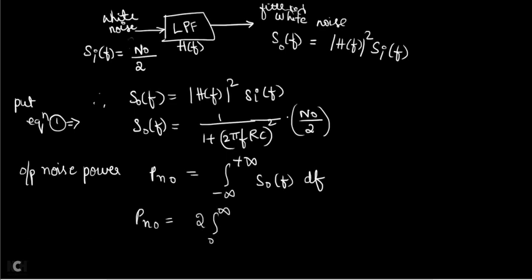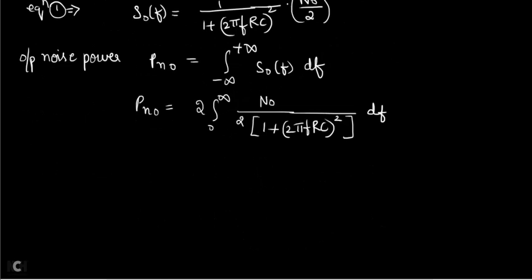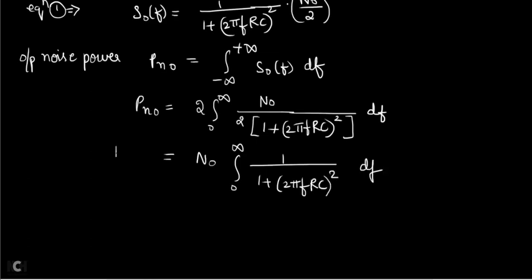Now what is S naught of f? Actually it is N naught divided by 2 into 1 plus (2 pi fRC) whole square, and differentiate with respect to f. Now you take 2 cancel. N naught you take outside as a constant. So integration 0 to infinity 1 divided by 1 plus (2 pi fRC) whole square, differentiation with respect to f.